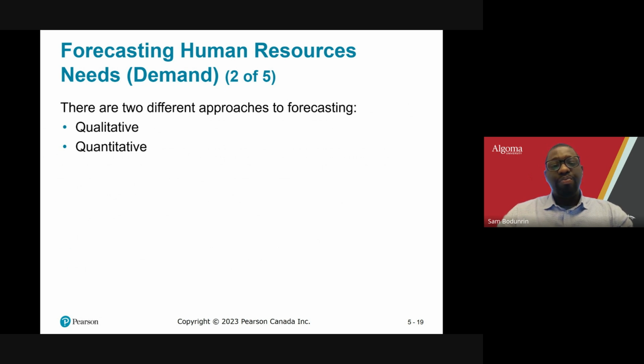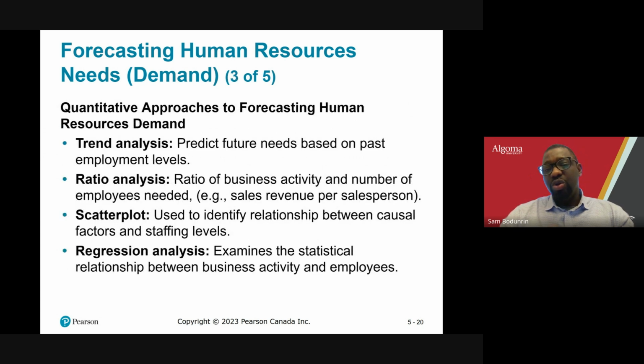So, forecasting of human resources needs as demand. There are two different approaches to this forecasting. We have the qualitative approach, which has no calculations. Then we have the quantitative approach that has calculations. Actually, we're not going to talk about the calculations, we're just going to talk about them in a jiffy. So let's start with the quantitative approaches to forecasting human resources demand.